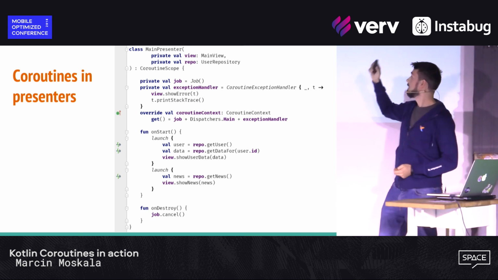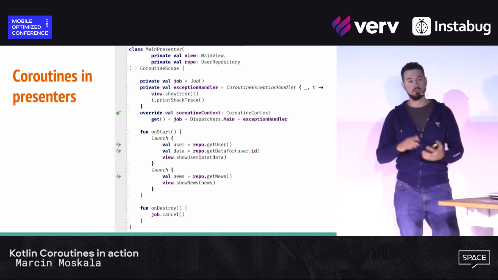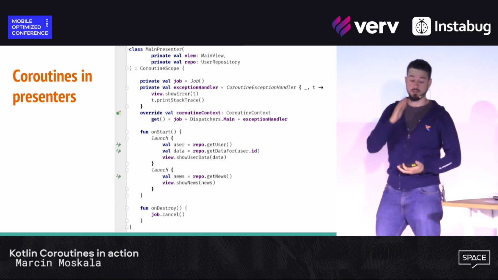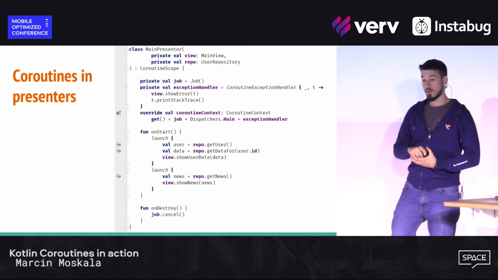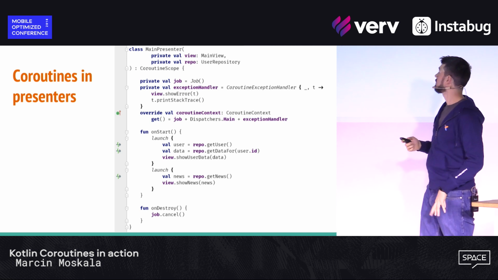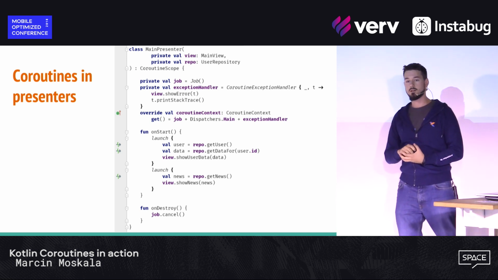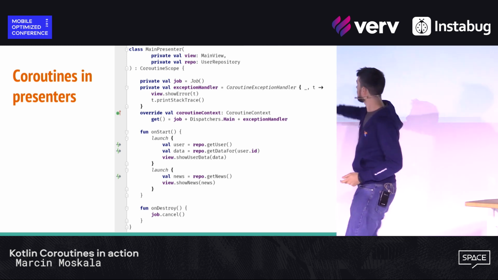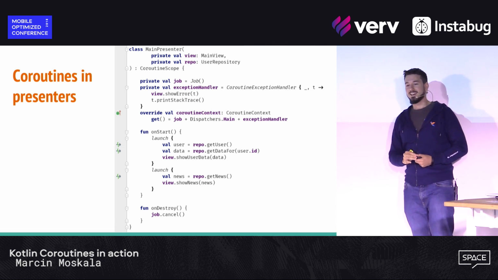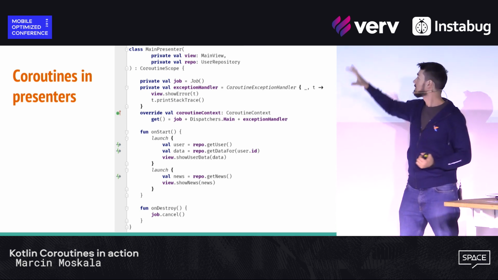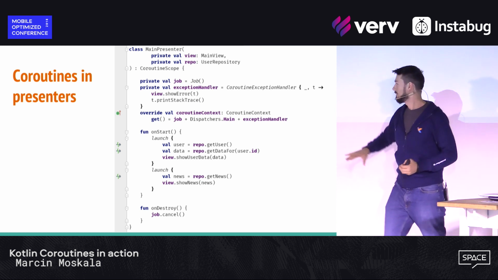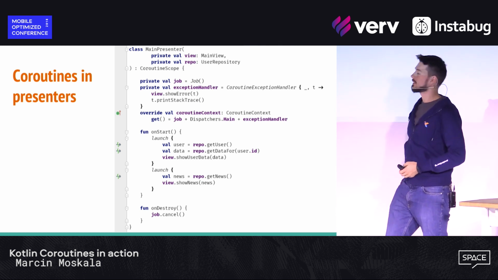You can also add a single exception handler for all these coroutines that are built. Here we set an exception handler that shows the error and prints the stack trace. Notice that these launches are extension functions on CoroutineScope. So our presenter implements CoroutineScope. These launch functions are extension functions, so they are not deprecated, and they take this coroutine context from our scope.